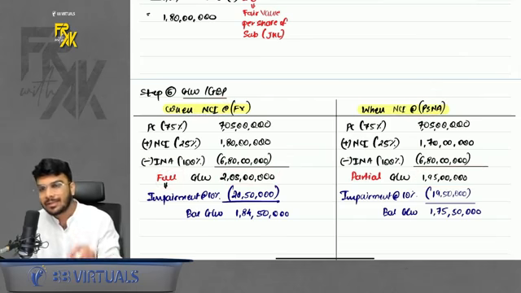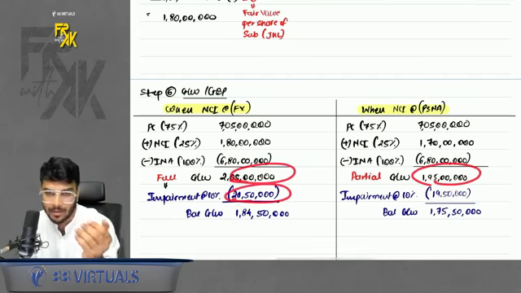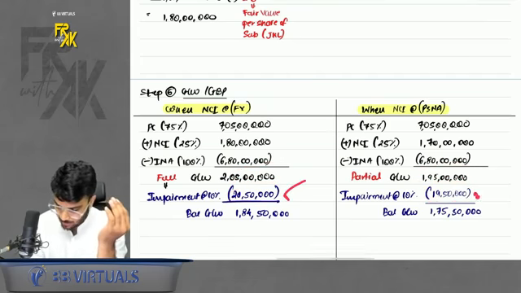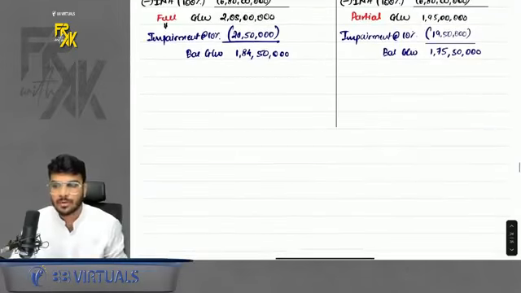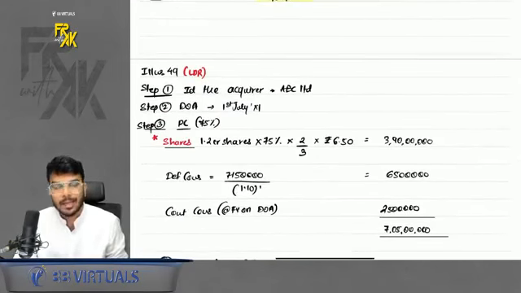And in the question, one last piece of information was mentioned: whatever goodwill you get, you will have to do 10% impairment. So reduce the goodwill by 10%. Under both the circumstances, you will reduce by 10%. Simple. This was the question. This was illustration number 49. Okay, clear with this illustration?